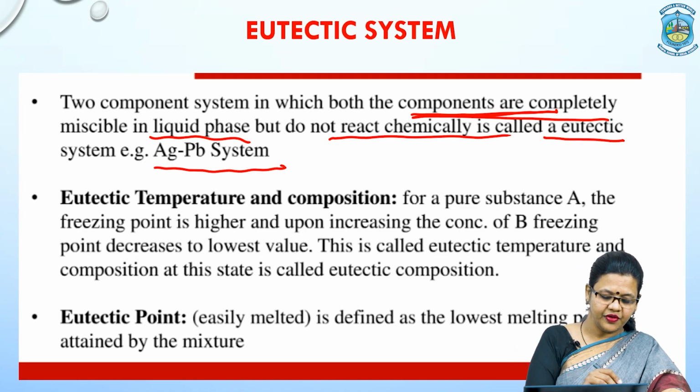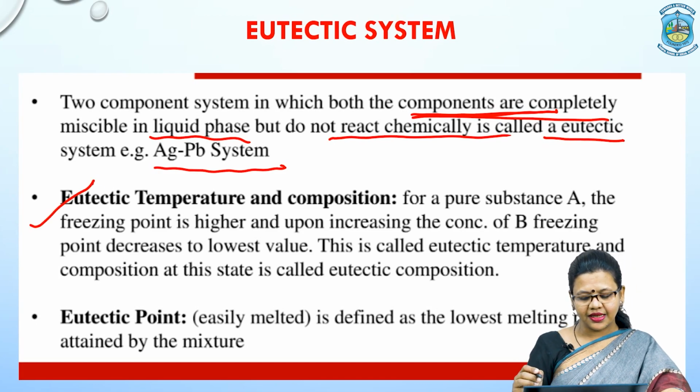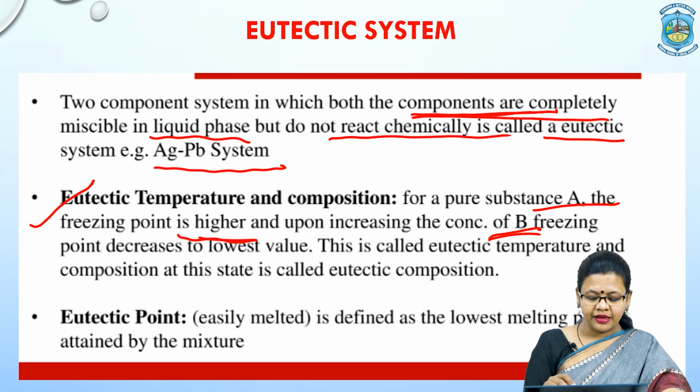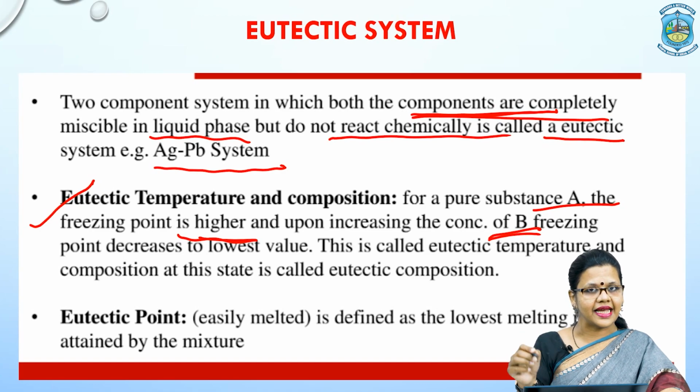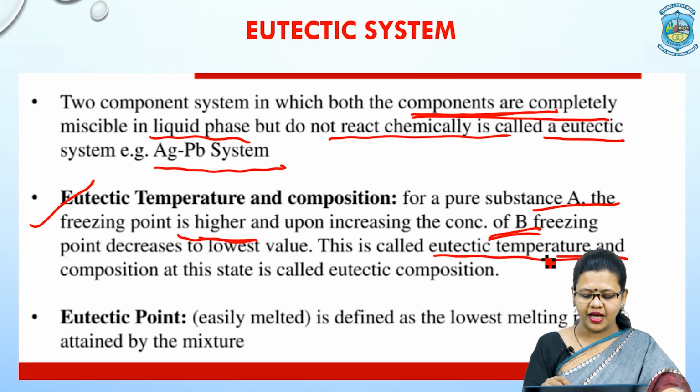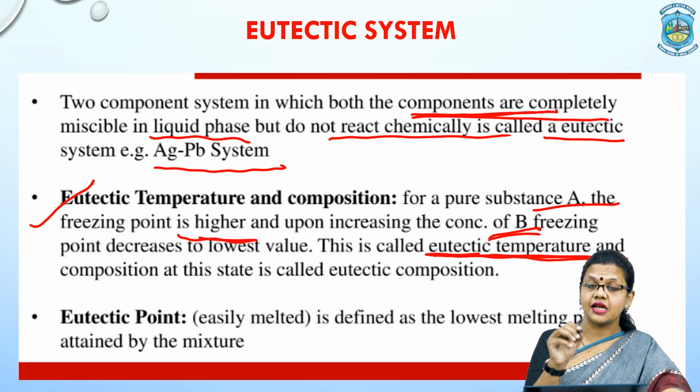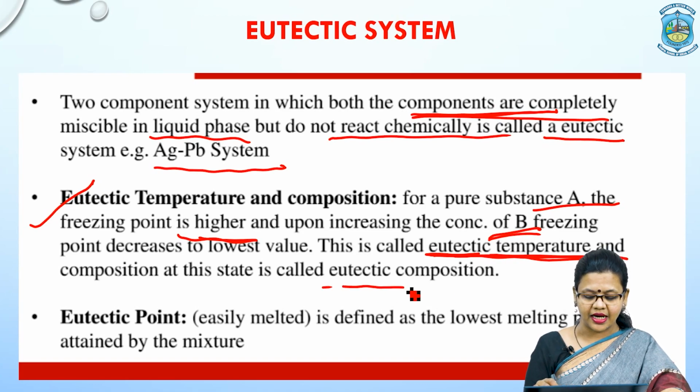Then we come to another term which is eutectic temperature. What is eutectic temperature? If we talk about two substances A and B, which in our case are silver and lead, the substance A has a generally higher freezing point, and as we keep on adding the second substance to it, there is lowering in freezing point, until it comes to a particular value beyond which further addition of the substance B does not cause any change in the temperature value. That temperature is known as the eutectic temperature, and the composition at which the two substances achieve this particular temperature is known as the eutectic composition.